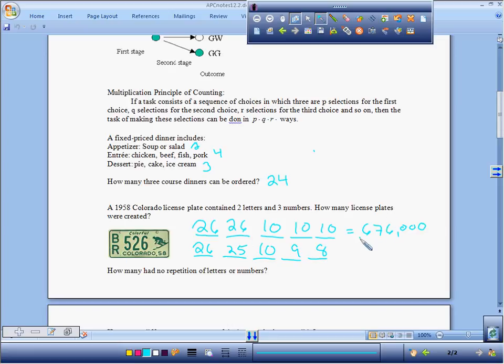Now, probably nowadays that's a problem, because I don't know what the population of Colorado is, but it's probably well over 1 million. So they made new license plates where you have 3 letters, 26 times 26 times 26, and 3 numbers. And you can also customize it, but you're not allowed to spell bad words and stuff.